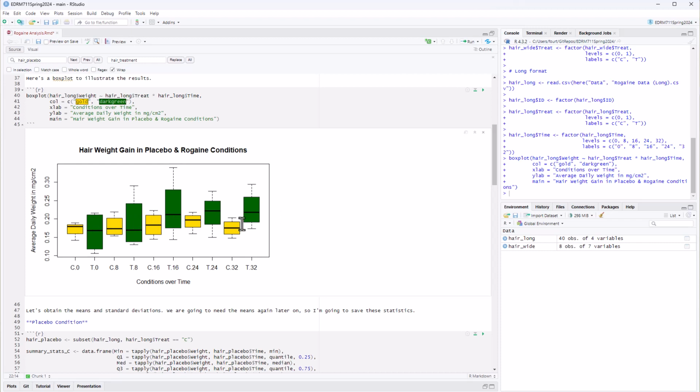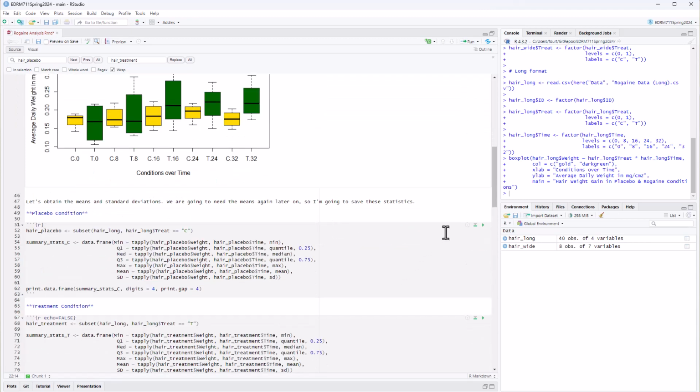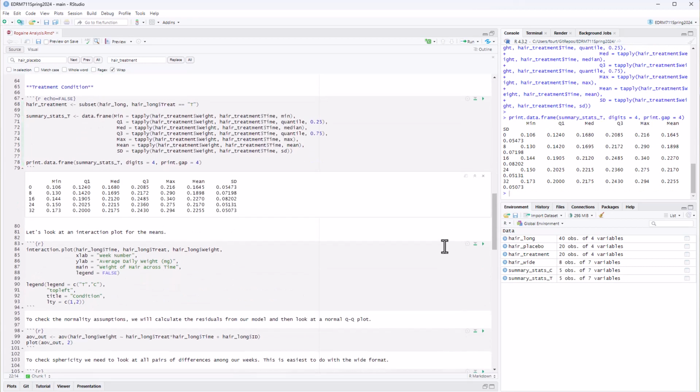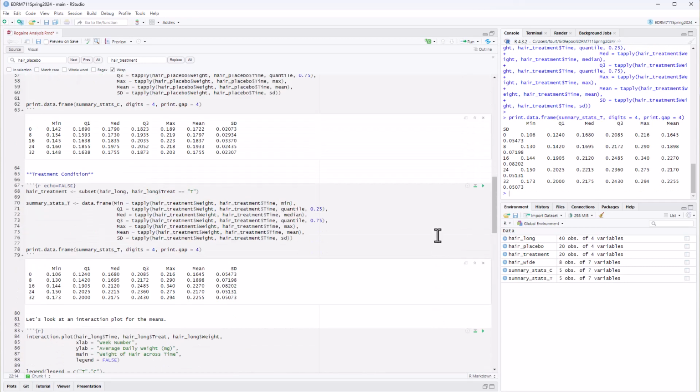So this box plot is a first clue as to the primary thing we're looking for, and that is to see whether the growth pattern in Rogaine leads to higher outcomes, that is, more weight in the hair, than the growth pattern in the placebo group. We can see this further by looking at the descriptive statistics. And in particular, we're going to focus on the means.